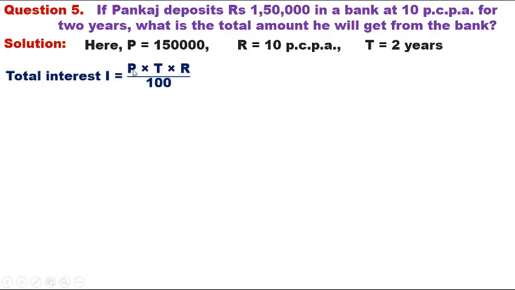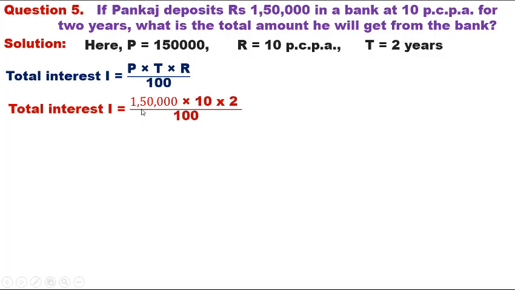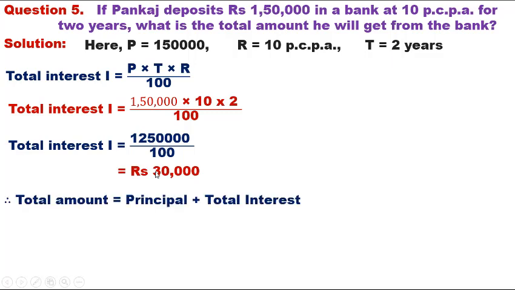Total interest is equal to P into T into R, PTR divided by 100, where 1,50,000 is our principal, rate of interest is equal to 10 and T is equal to 2 years, divided by 100. Total interest is equal to 1,50,000 multiplied by 10 multiplied by 2 divided by 100, which is 30,00,000 divided by 100 is equal to 30,000.